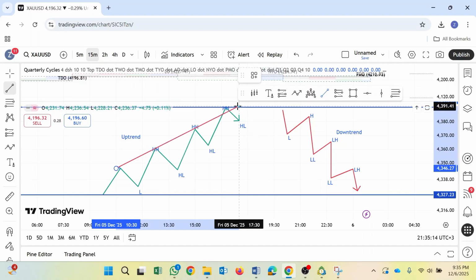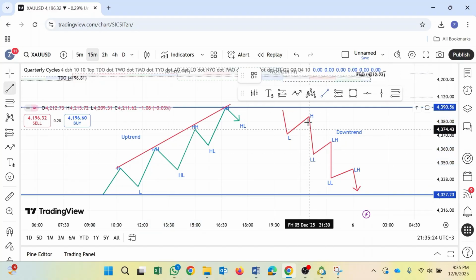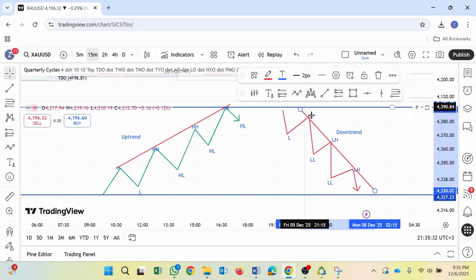Now, once I do that, it tells me my chart is headed up. That's why it's an uptrend. Now, if I connect the highs on this other chart, I connect the tops, the highs, I will note that it's heading downwards. It's a downtrend.